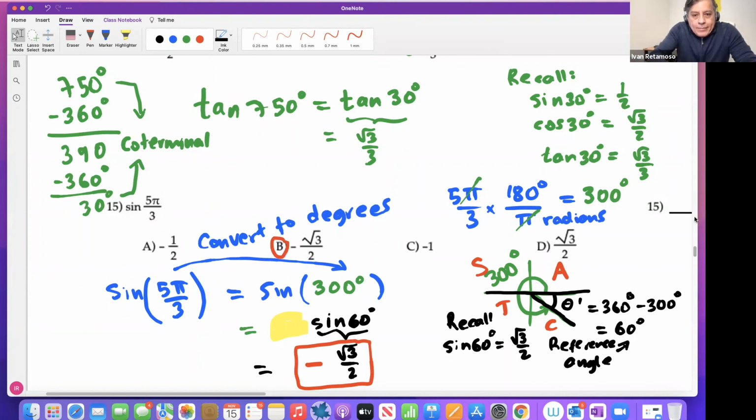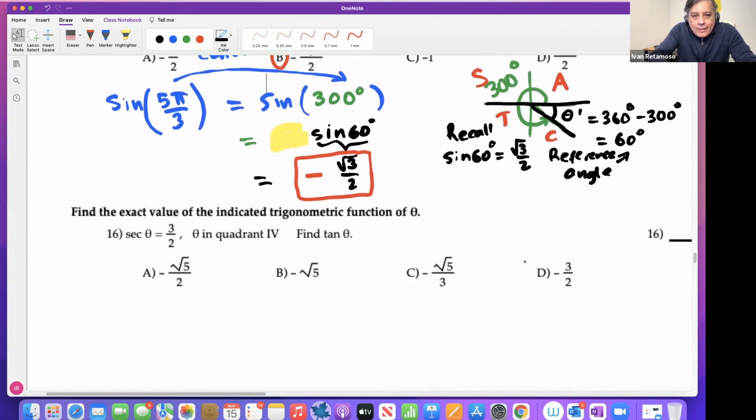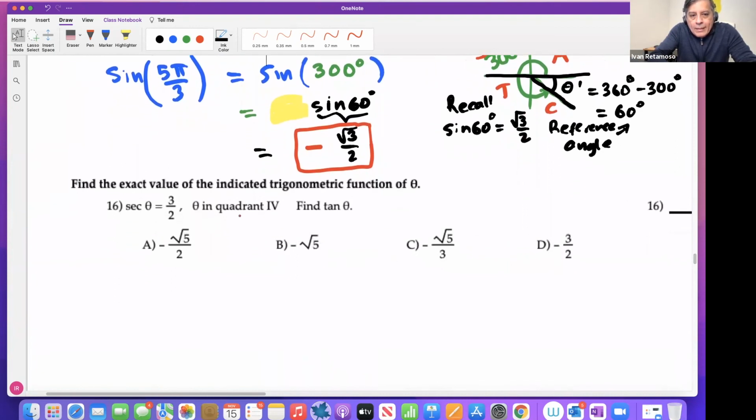All right. Enough with these examples. Now I want you to try this, guys. This one. Find the exact value of the indicated trigonometric function of theta. Secant of theta equals 3 over 2, and theta is in quadrant 4. Find tangent of theta.